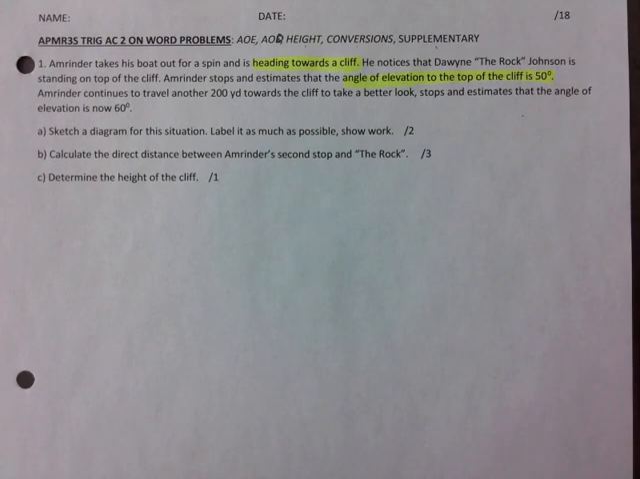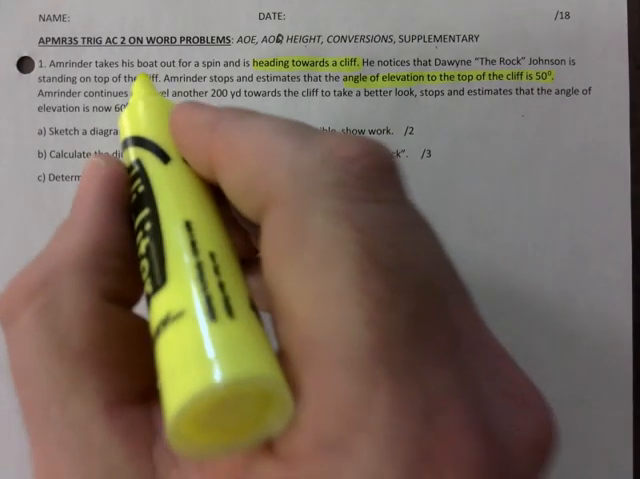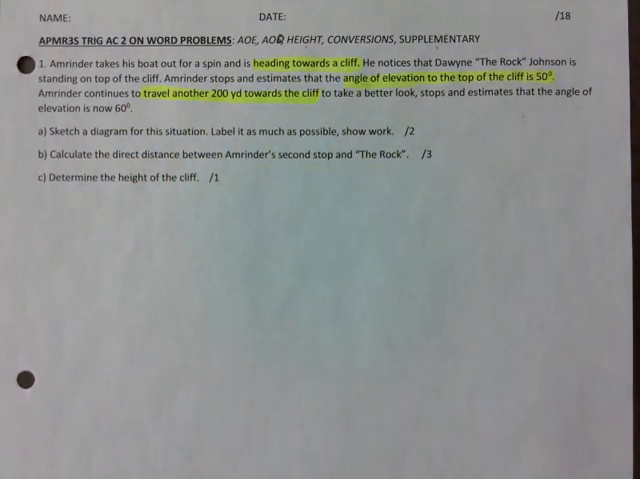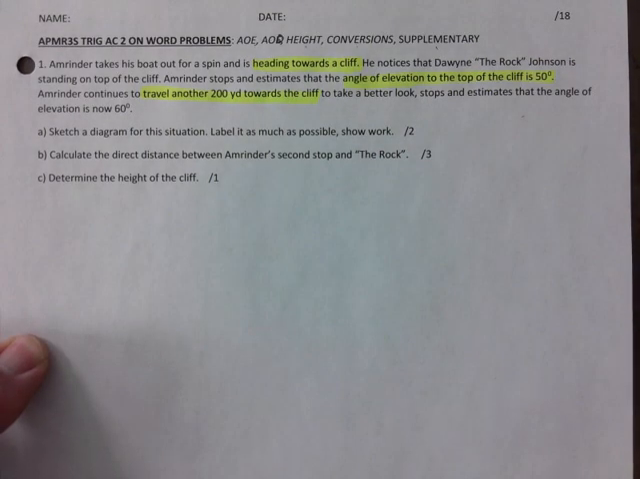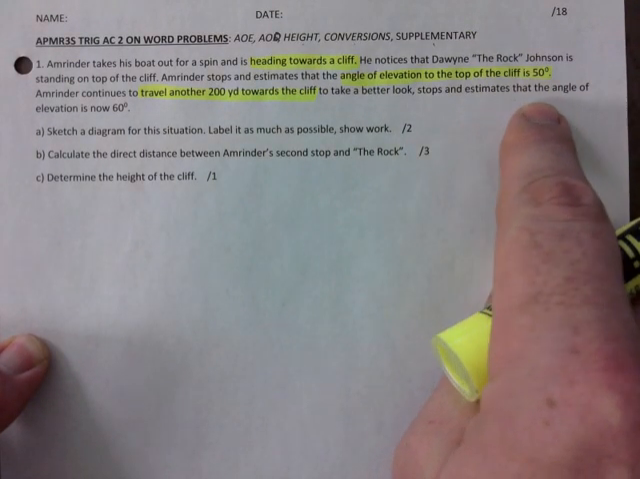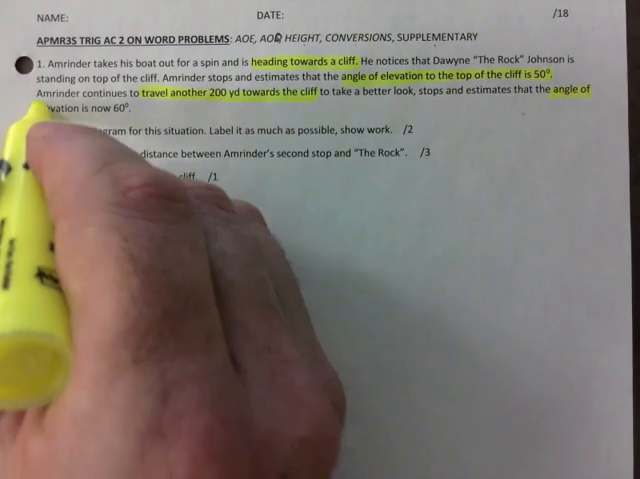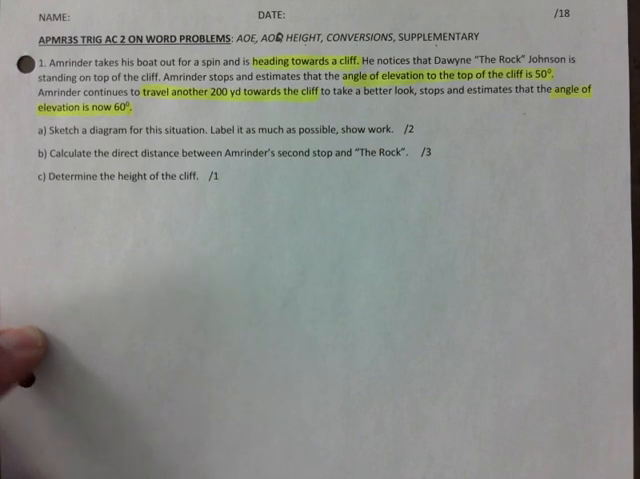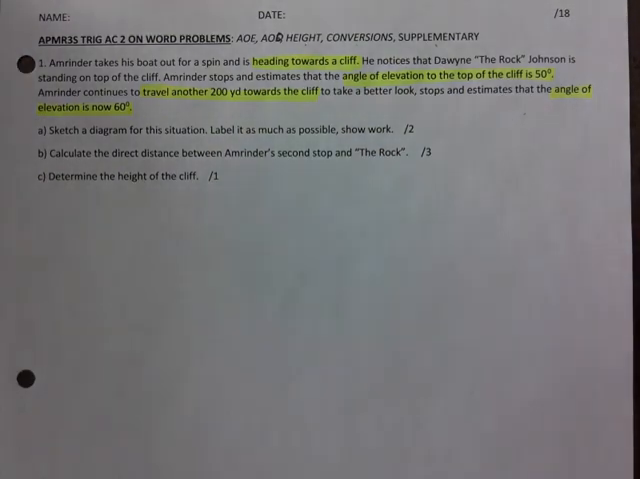Amrinder continues to travel another 200 yards towards the cliff. So he's getting closer towards that structure. He stops to take a better look and estimates that the angle of elevation is now 60 degrees. Sketch this diagram, label it as much as possible, show your work.